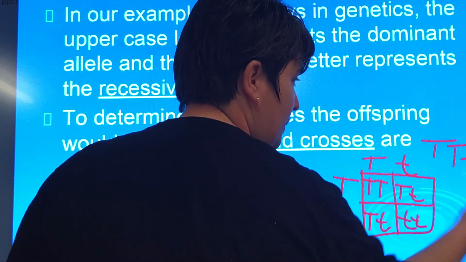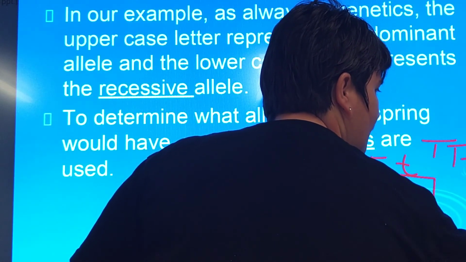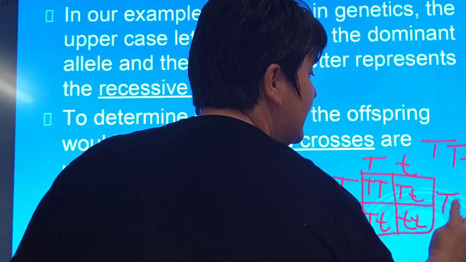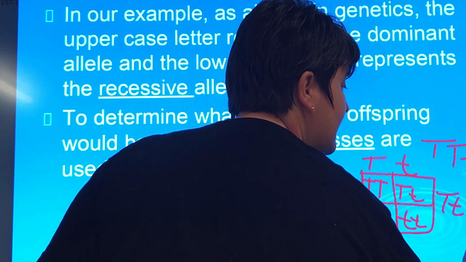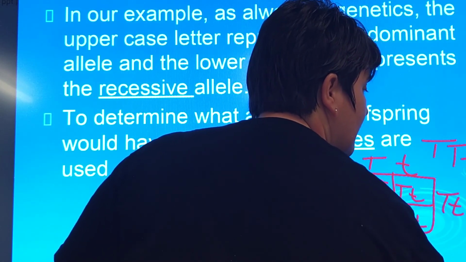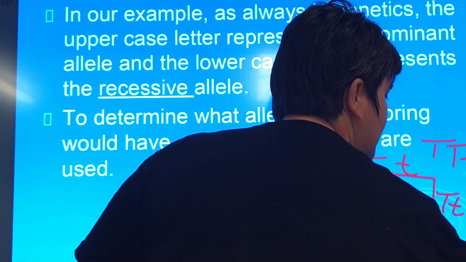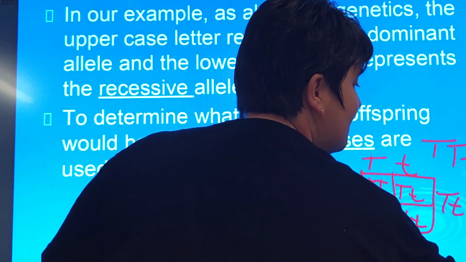And that's 25%. One out of those four is homozygous tall. We have 2 out of 4 that are big T, little t. They have different traits, so we call it heterozygous. That would be heterozygous tall. And we have 2 out of our 4, so that's 50%.